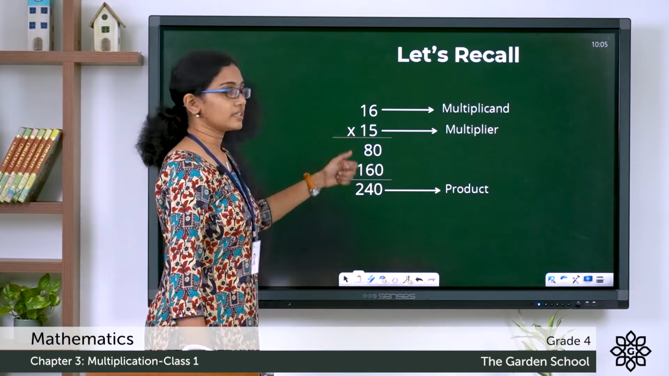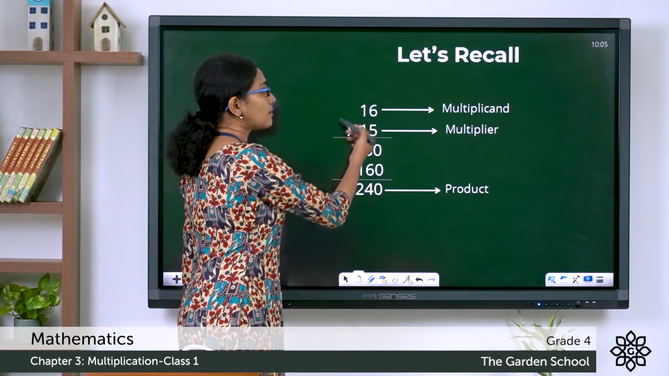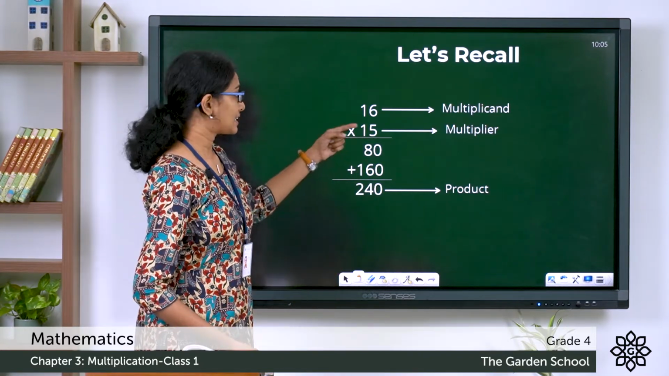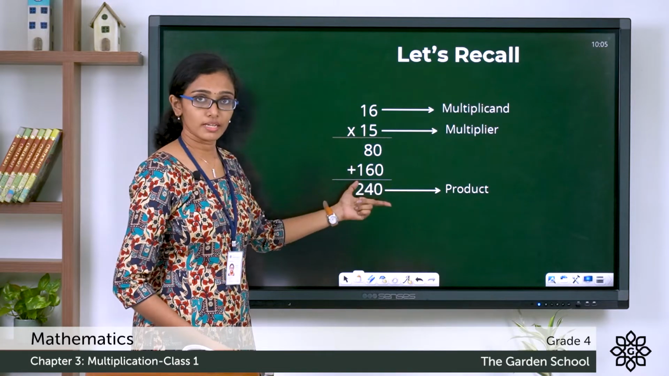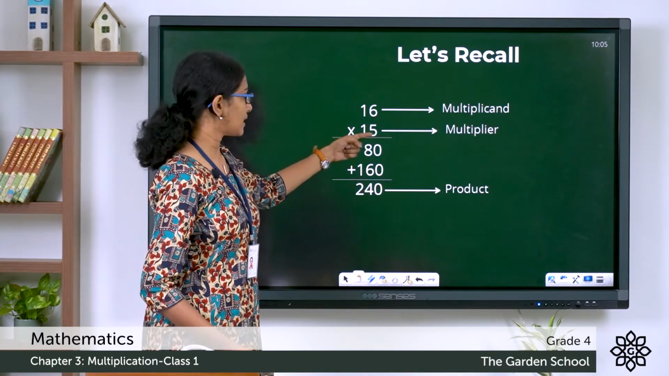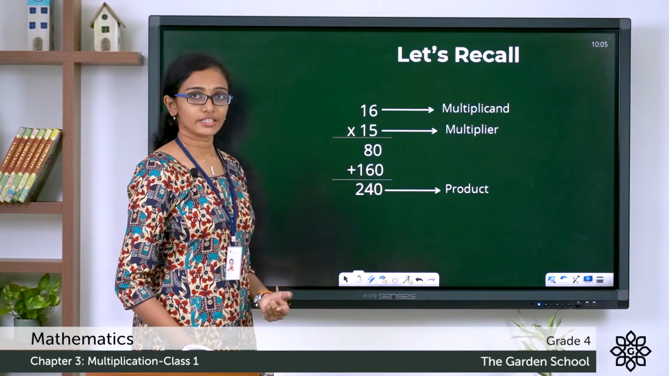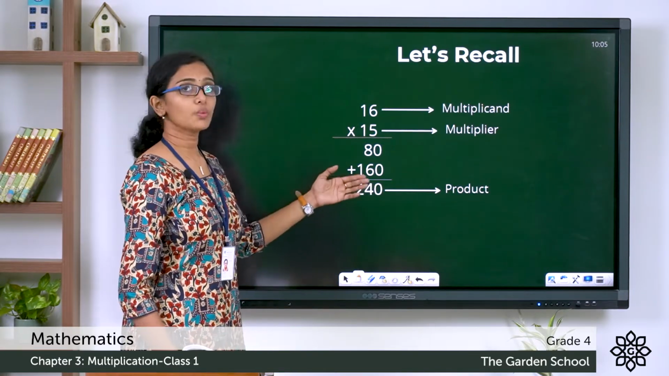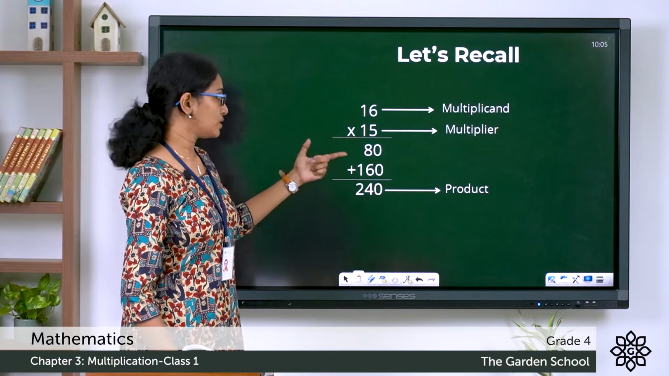16 into 15 here. Now, the number we are multiplying is called the multiplicand and the number with which we multiply is called the multiplier. Here the multiplicand is 16 and the multiplier is 15. Now, let's see how we are actually multiplying the numbers.